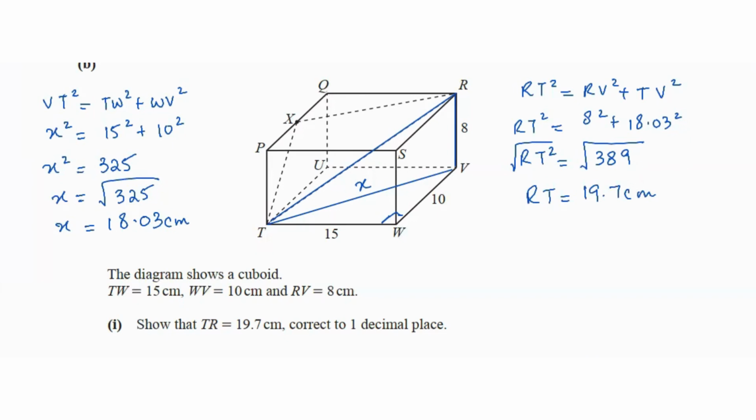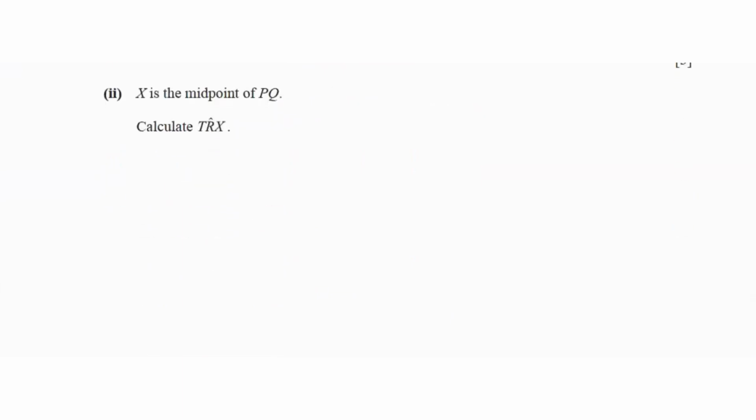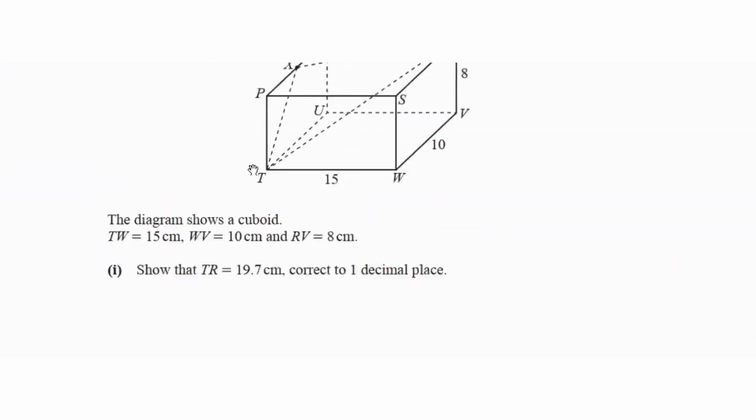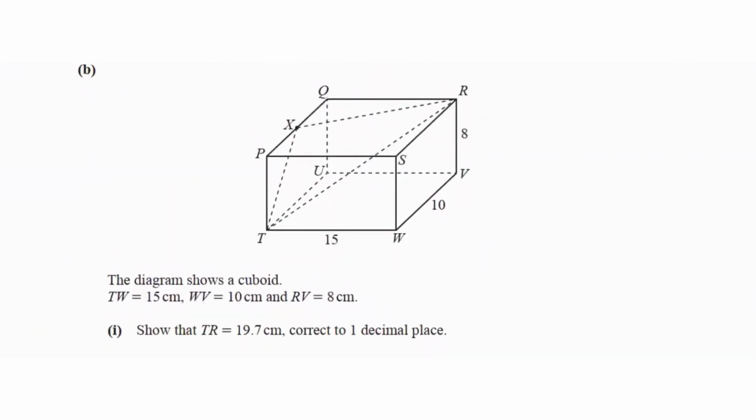Then in the next part, it says X is the midpoint of PQ. Calculate angle TRX. So this is what we're going to focus on. X is the midpoint of PQ, so that means this is going to be 5 and this is going to be 5 because VW, RS, PQ, and UT are all the same.